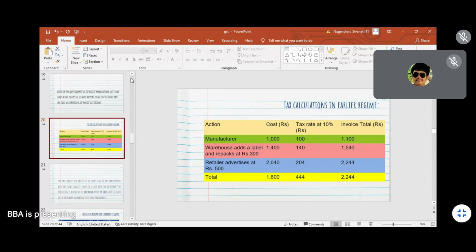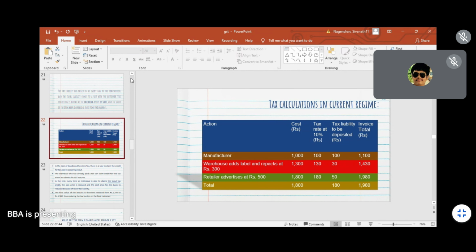In the invoice total, the 100 rupees tax has already been added. So we did not add the 300 to that amount. Is it clear? The 300 has been added to the cost of the product, which was mentioned by the manufacturer. The 300 hasn't been added to the invoice total. In the old regime, we added the 300 to the invoice total, but now it is not like that. So here we get a 100 rupees difference.